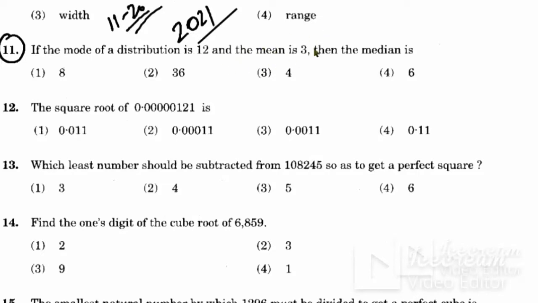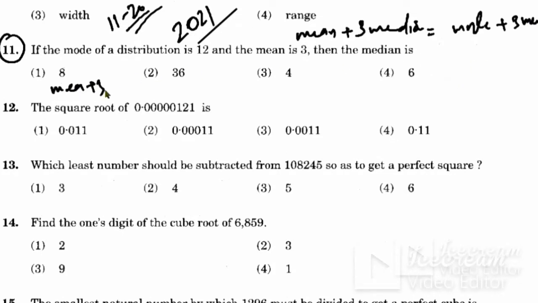इसमें आपको पता है कि मीन, मीडियन, मोड, तीन चीजें होती हैं, ठीक है, mean, median and mode. Okay, so what is the relation between all three? So the relation is mean plus 3 median is equal to mode plus 3 mean. Okay, you can put the values of mean, median, mode, and you will get the required median.